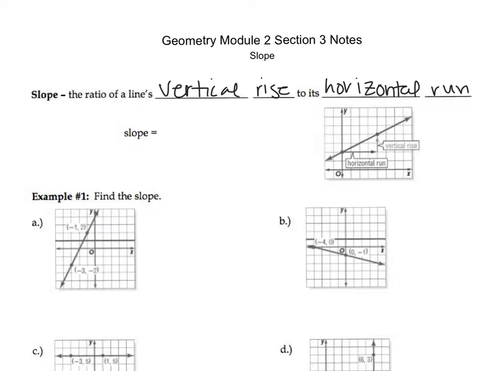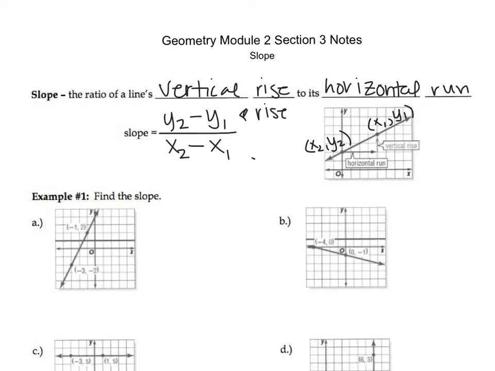there's also a formula. If we have 2 points, one of them being x1, y1, and the other one being x2, y2, the formula for slope, so rise, which would be a change in y values, would be found by doing y2 minus y1, over its horizontal run, which is a change in the x values, would be x2 minus x1. So this is the formula for finding slope between 2 points, where you have the rise over the run.